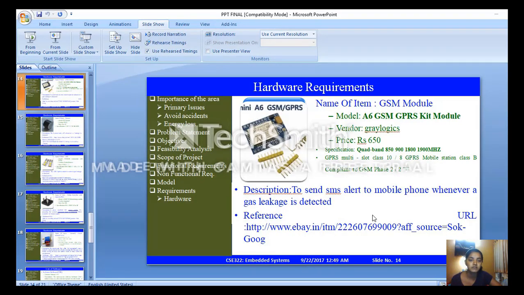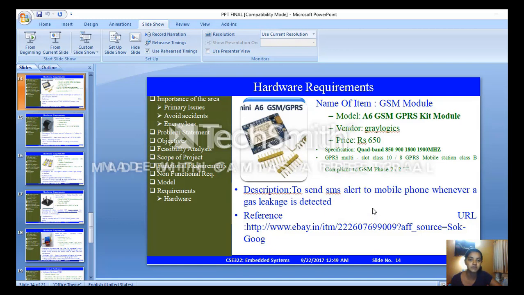Hello everyone, my name is Shrestha Burman and I am here to talk about our embedded systems project, LPG gas leakage detector and rectifier. My teammates Keerthika and Mradima have already spoken about some of the components of the project, and I am here to talk about some of the hardware and software requirements of the project.